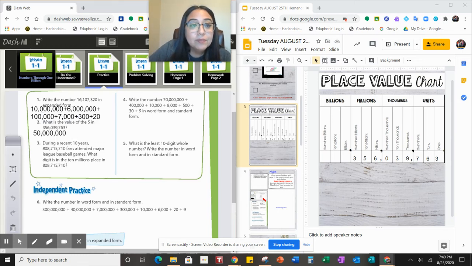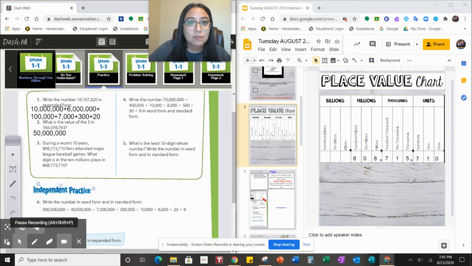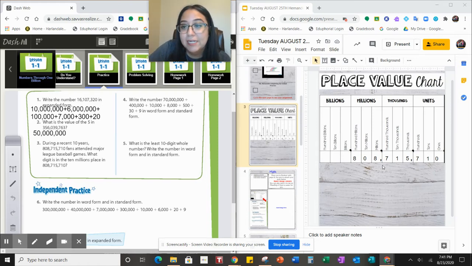Now on to number 3. During a recent 10 years, and then it has a big number again. So I'm going to go ahead and put that in the place value chart. Okay, so now that number is in the place value chart, and now I can actually say it out loud. So again, I'm doing it by the period, so just by 3 numbers at a time. So this is 808, this one is 715, and this is 710. So if I put that all together, every time that there's a comma, I need to say what period that's in. So I have 808,715,710.